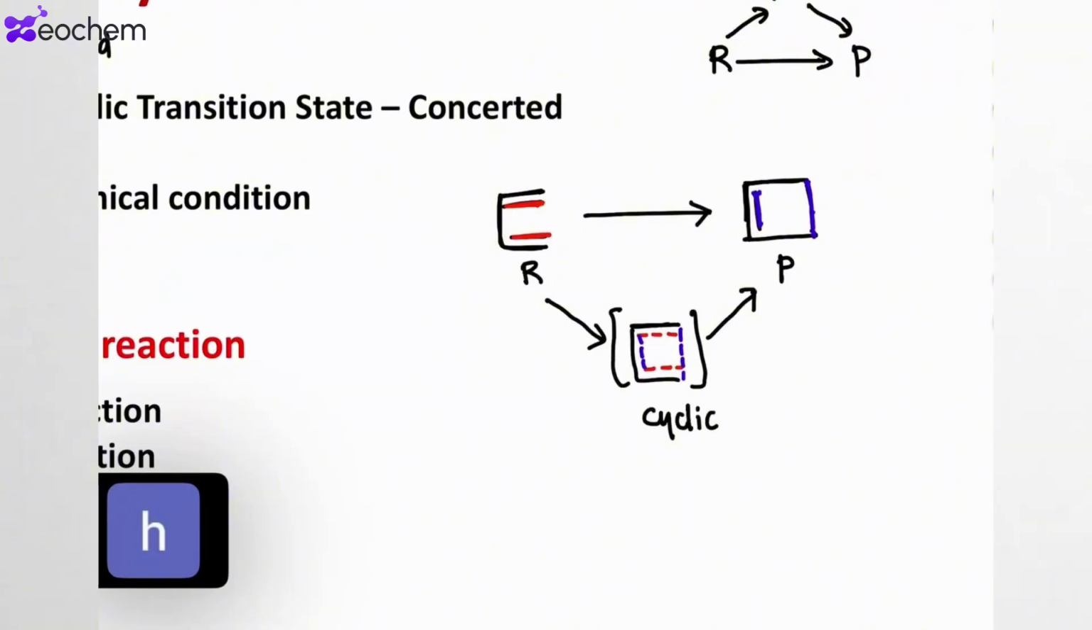And what does concerted mean? Concerted means here these two bonds are breaking, these two bonds are forming. If you look at the cyclic transition state, we can see both bond breaking and bond forming is happening at the same time. This is what is meant by concerted.